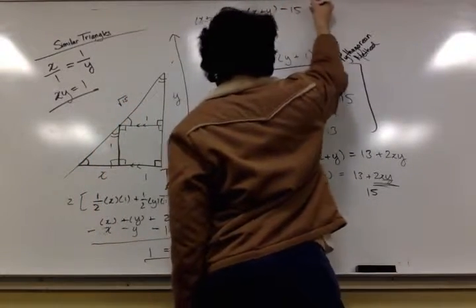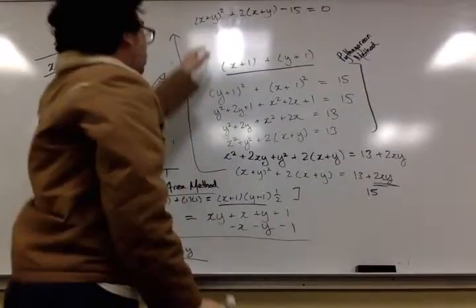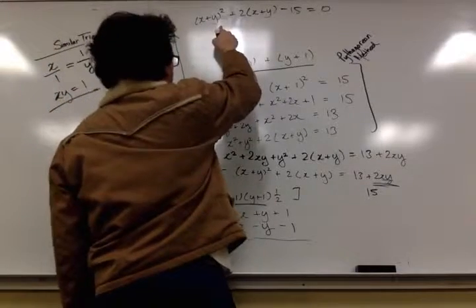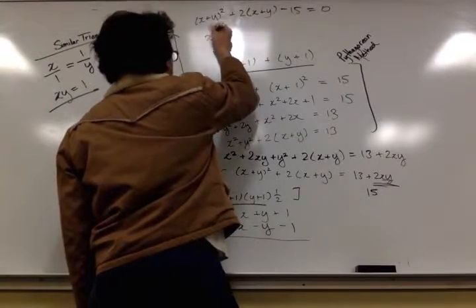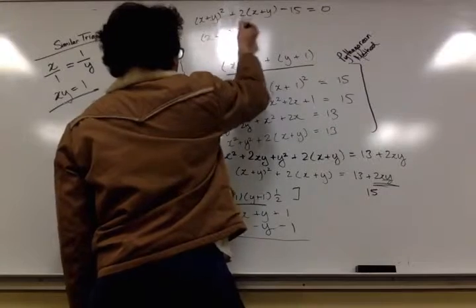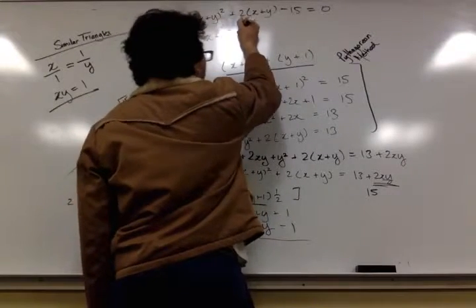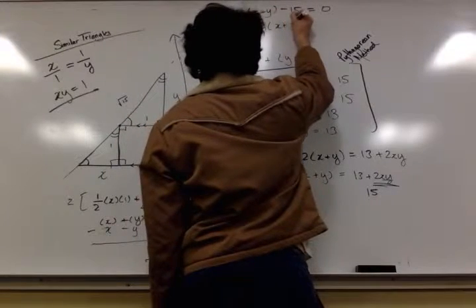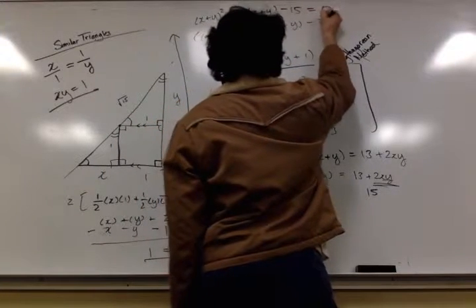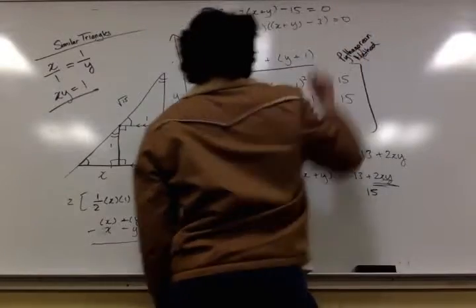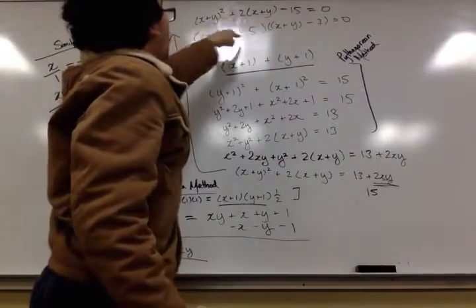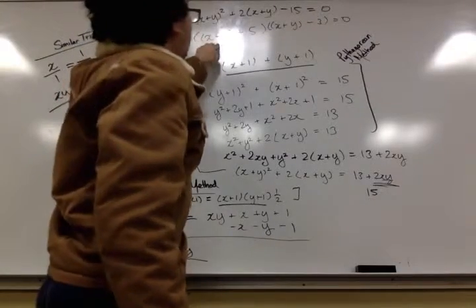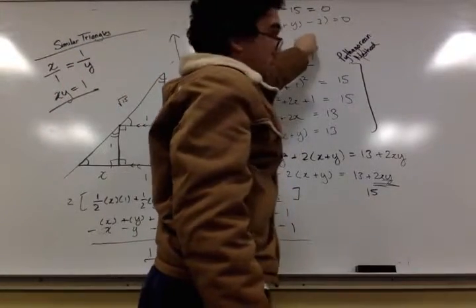Minus 15. I subtracted the 15 over to the left side of the equation, right? And now we just factor this normally, using x plus y as our normal x squared, so that's x plus y, not xy, plus 5 times x plus y minus 3 is equal to 0. As you can see, x plus y can either be equal to -5 or x plus y can be equal to +3.